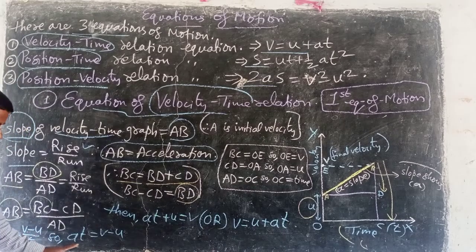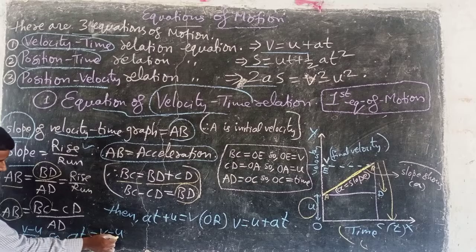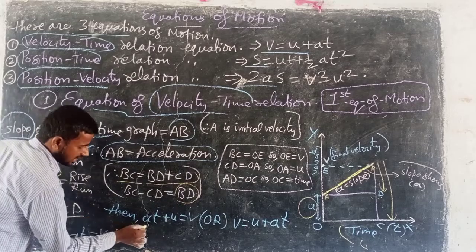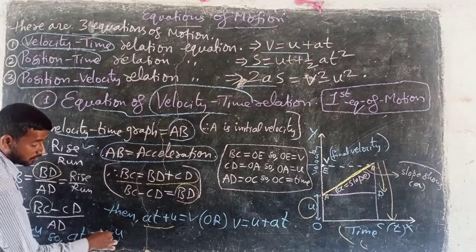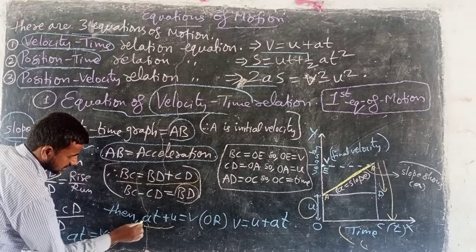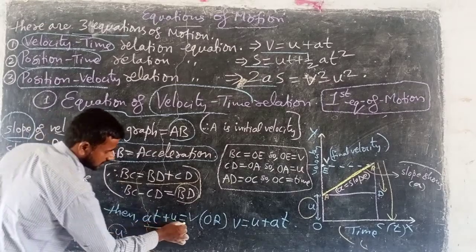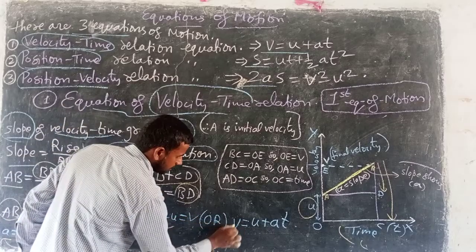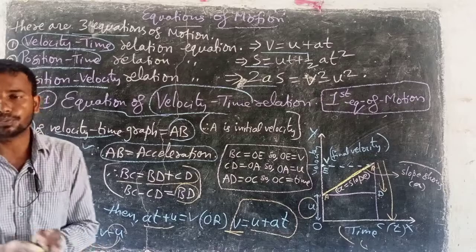So at is equal to v minus u. Send this t to this side: a into t is equal to v minus u. Then at plus u, sending this u to this side, keeping v on that side. When you put u on the other side, the minus u becomes plus. So at plus u is equal to v, or v is equal to u plus at. Our formula is true.